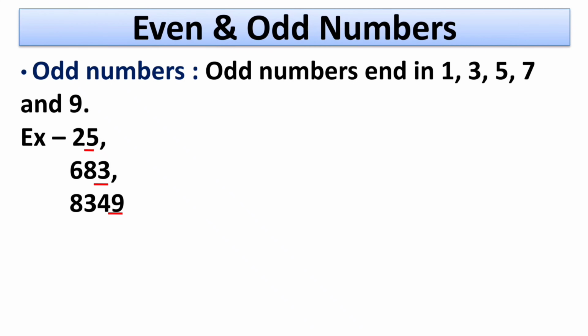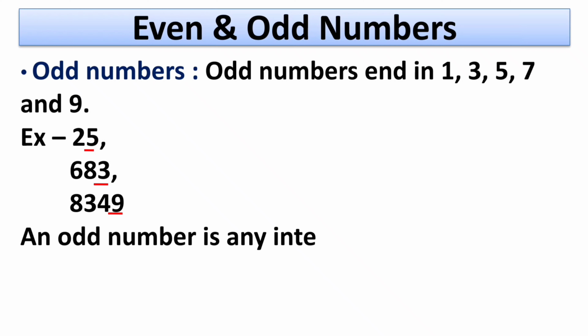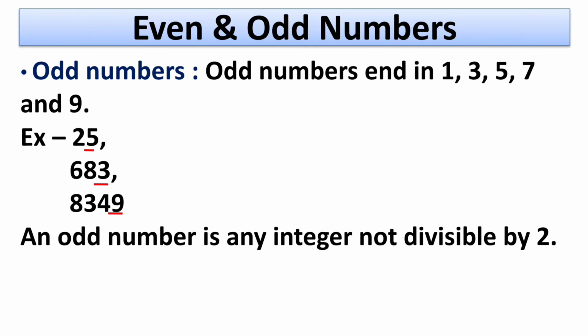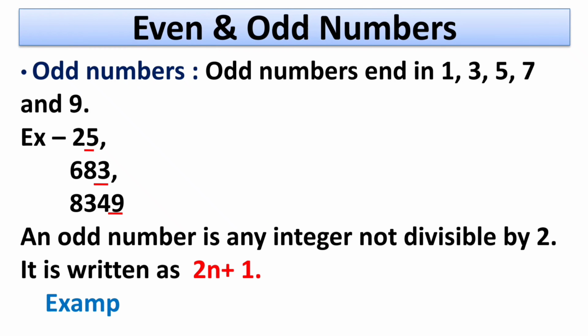An odd number is any integer which is not divisible by 2. Whenever we divide any odd number by 2, we will get 1 as a remainder. So we can write an odd number as 2n plus 1. Odd numbers are positive and negative integers.